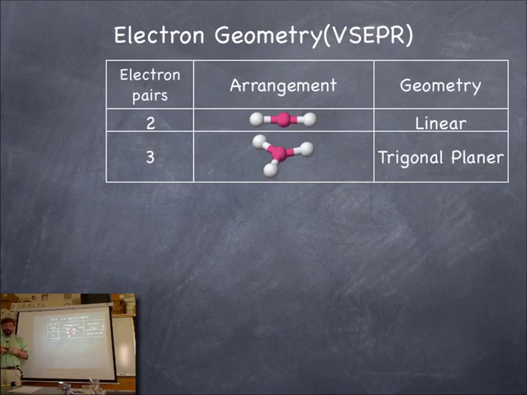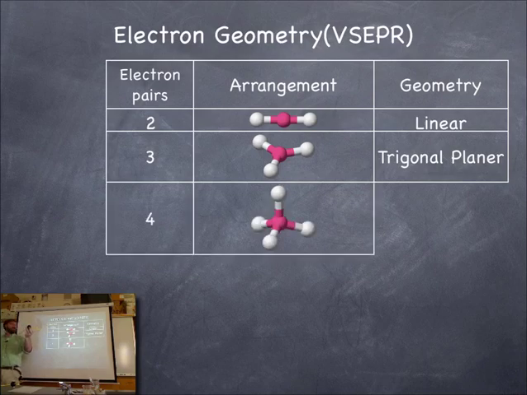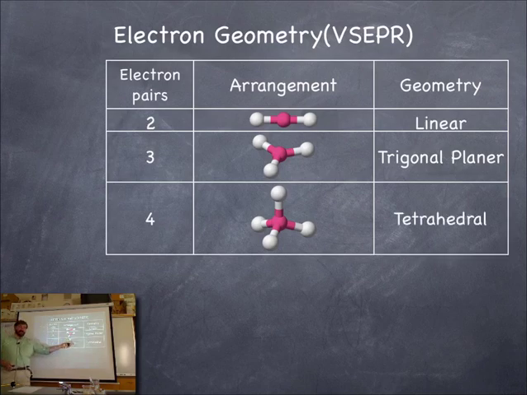This 4 things arranged around is what we call tetrahedral. This is a tetrahedral geometry. Okay? You have 1 straight up, 3 pointing slightly down. This is an angle of 109.5 degrees.